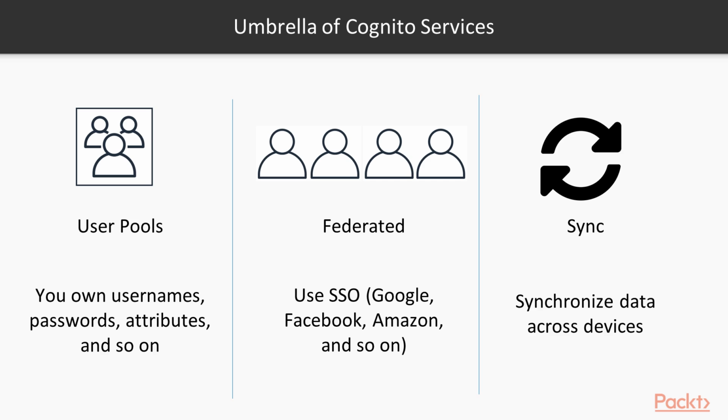And finally, there is the sync service. Sync can only be used with federated identity pools. With sync, you can synchronize data across devices and associate it with the federated account. This can be useful when you are writing a mobile app, but it's less useful in a browser, though you do have the option of local storage.